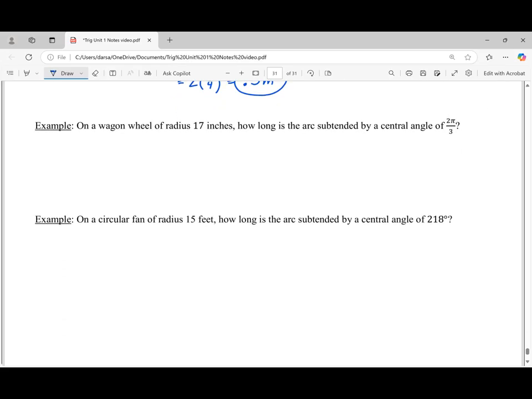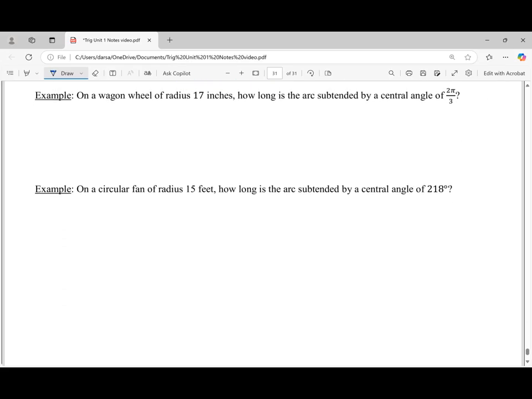Let's look at another one. A wagon wheel with a radius of 17 inches. How long is the arc subtended by the central angle of 2 pi over 3? So notice 2 pi over 3 does not have a degree symbol on it. That means that our theta is in fact measured in radians already.